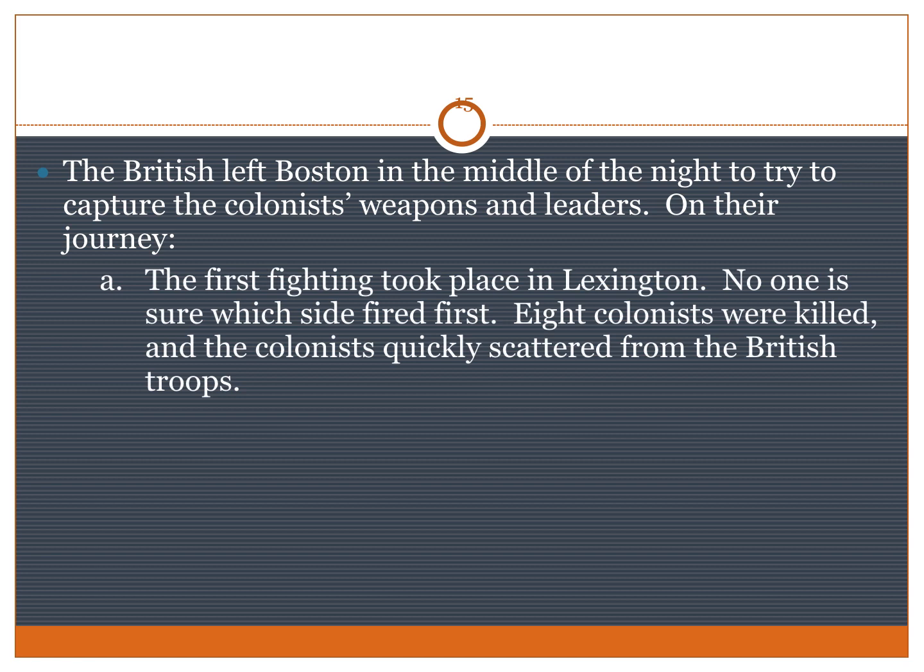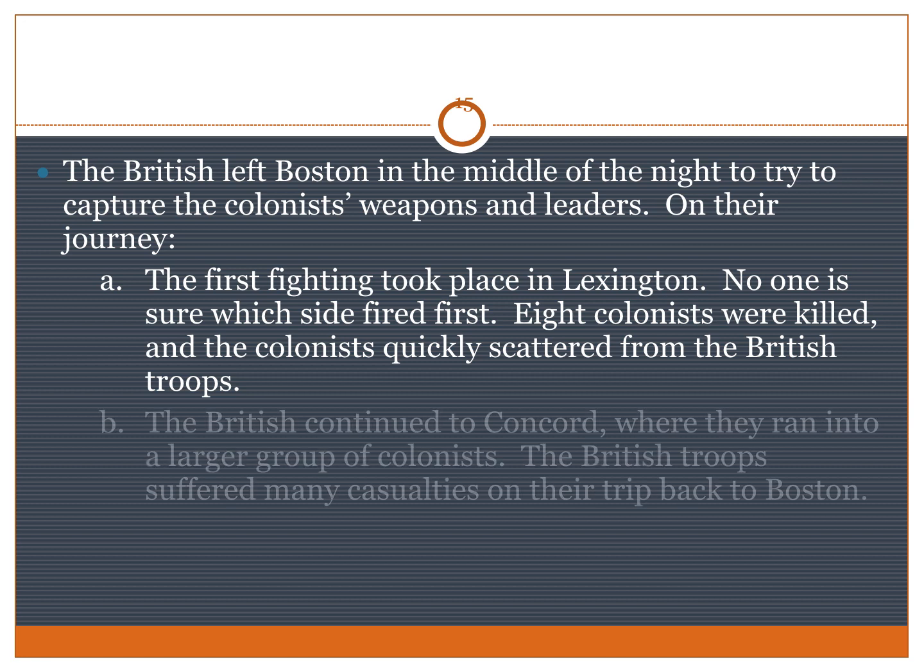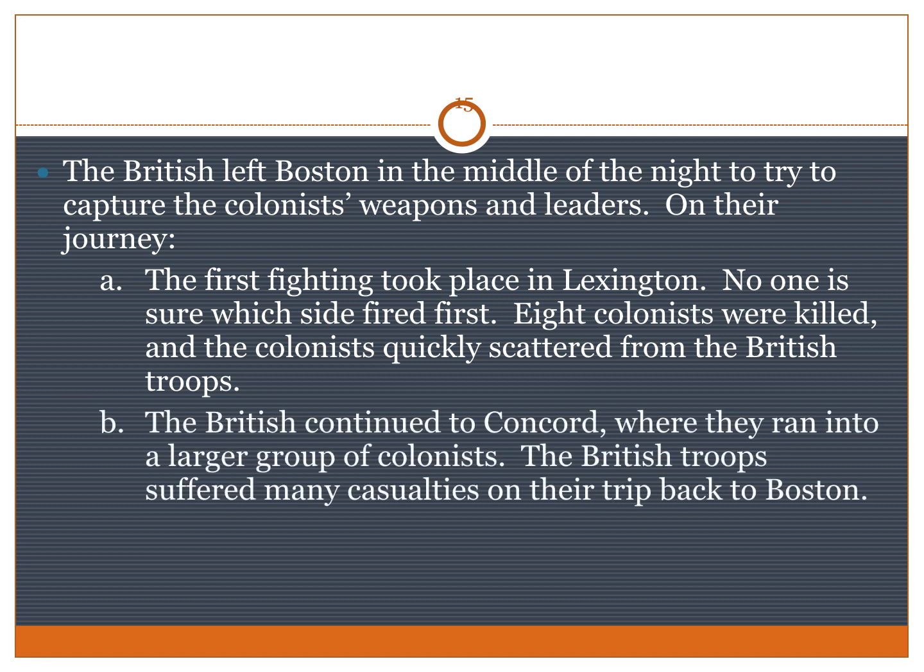And along the way, the first fighting of the American Revolution took place, and it happened in Lexington. No one knows which side fired first, whether the colonists fired on the British or the British fired on the colonists, but that first shot of the American Revolution is fired in Lexington, and it's famously known as the shot heard round the world. In Lexington, 8 colonists were killed, and they were quickly scattered by the British troops. And so the British continued their march on to Concord, where they ran into a much larger group of colonists and eventually were turned back.